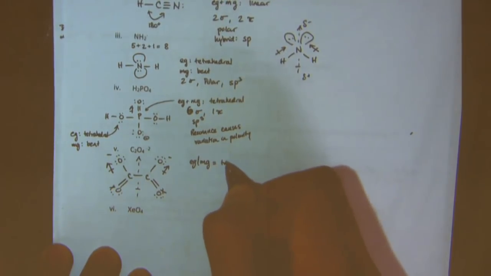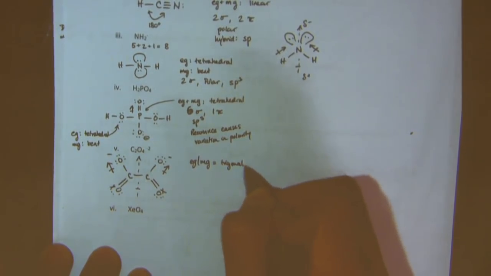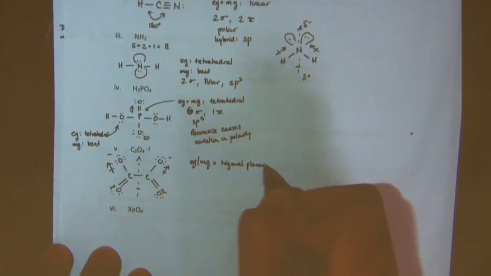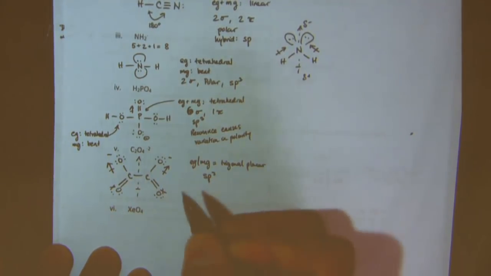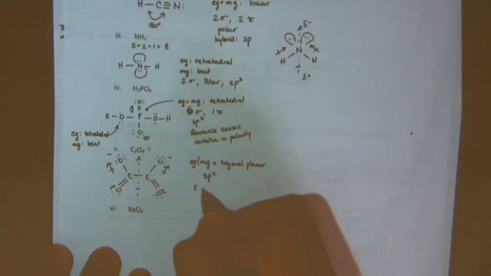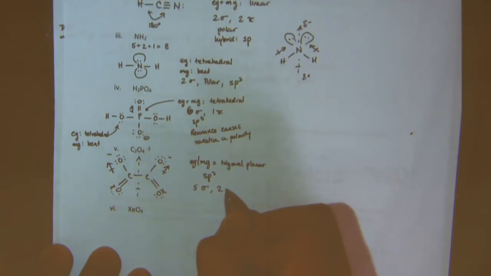So if we're talking about electron and molecular geometries, it would be trigonal planar for both of the carbons. It would be an sp2 molecule, and there are actually 5 sigma bonds present and 2 pi bonds present.